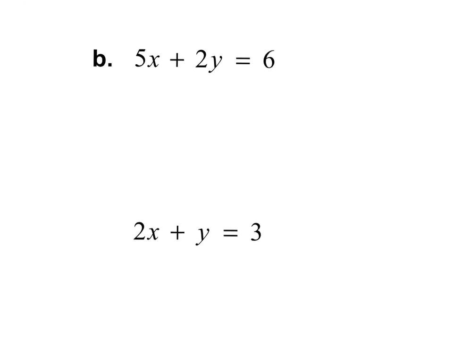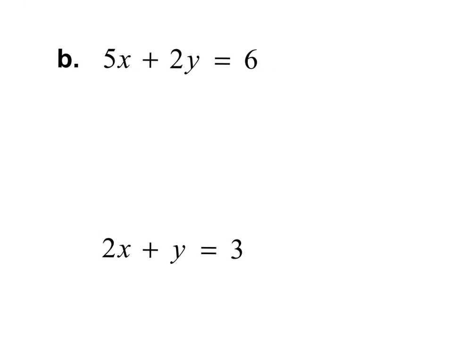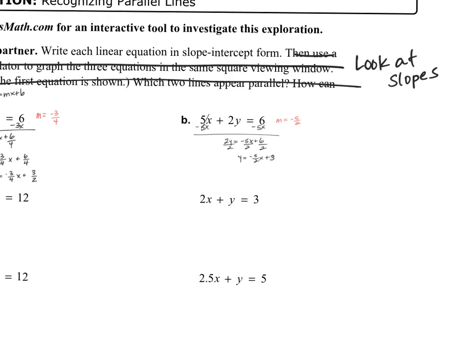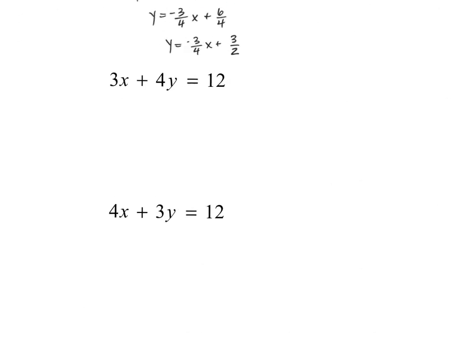Okay, let's go to the next one. We're going to subtract 5x. And we have 2y equals negative 5x plus 6. Divide by 2. Y equals negative 5/2 x plus 3. So I'm going to make a note that my slope is negative 5/2, because when we do parallel and perpendicular, that's all we're comparing is the slopes, just the slopes.